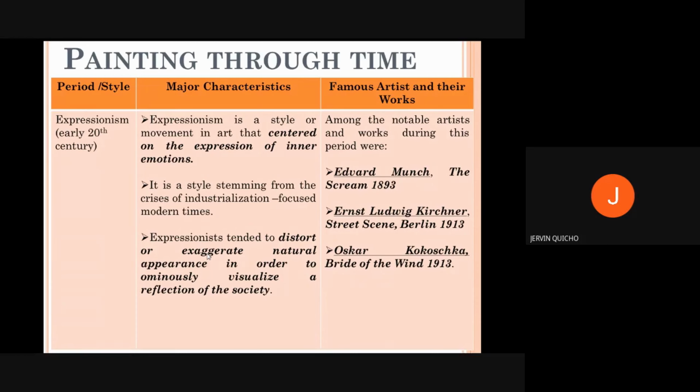So these are stirrings of emotion because of the shift of the industrialization focus in modern times. Everyone could not easily shift and adapt to the new normal, and everyone is being shocked and everything is being distorted in your mind, and you could not easily think well about what we have here. You visualize and reflect on what society you have right now.